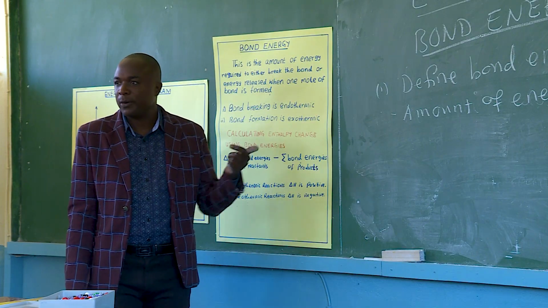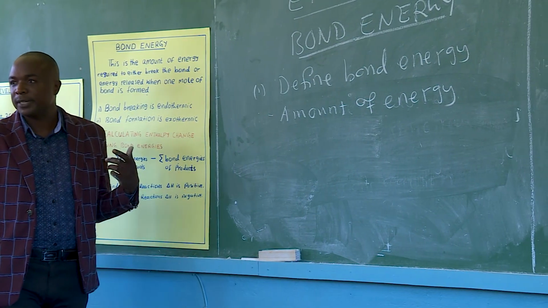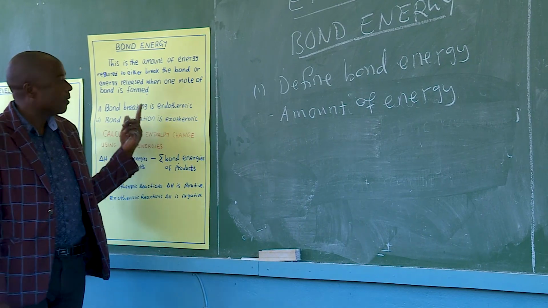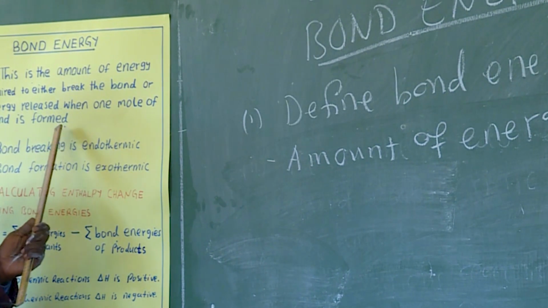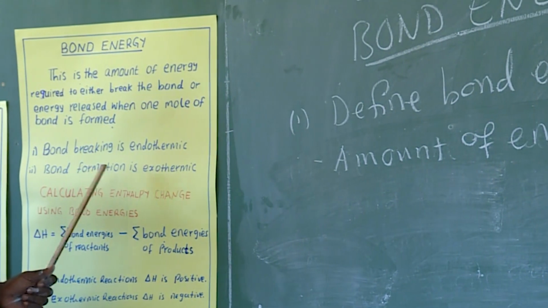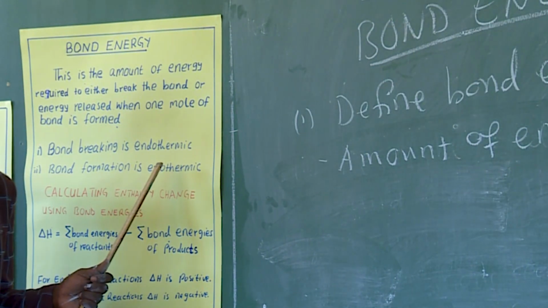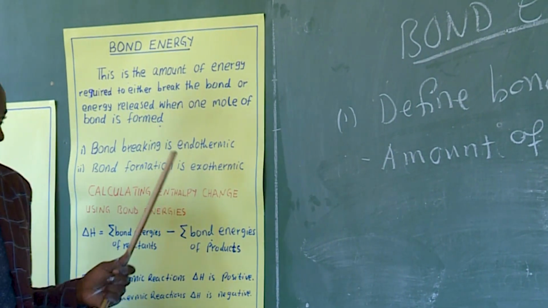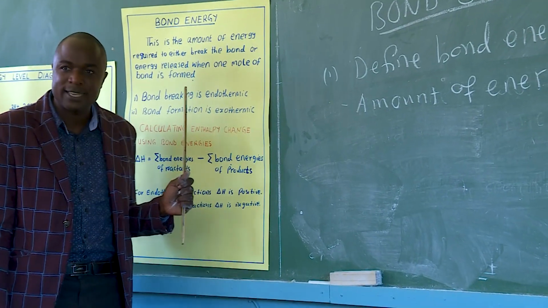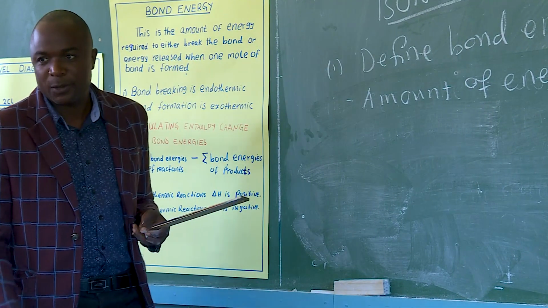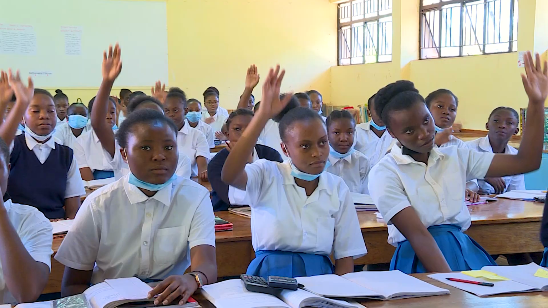We come back to our second objective, to describe what is an endothermic reaction. Bond breaking is an endothermic reaction, whereas bond formation is an exothermic reaction. Are you getting the concept? Yes. Bond breaking is endothermic and bond formation is exothermic. The question is now, what is an endothermic reaction?